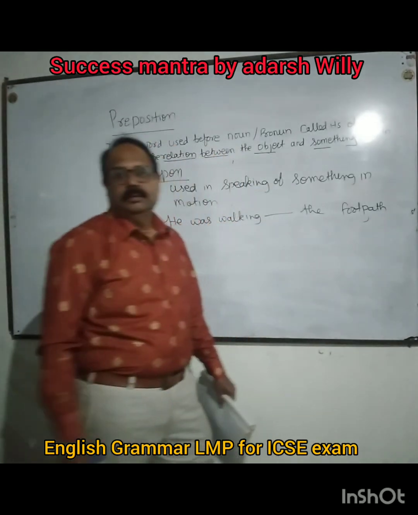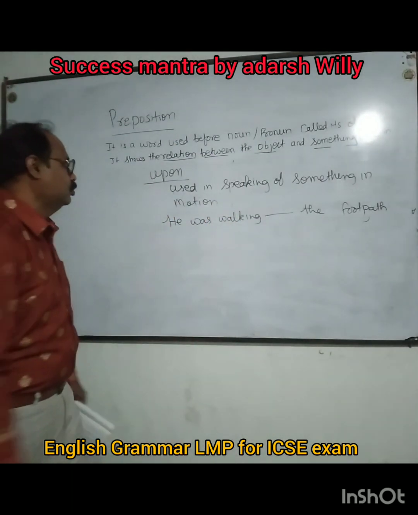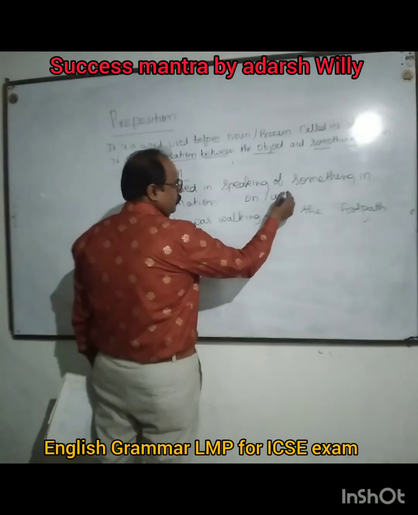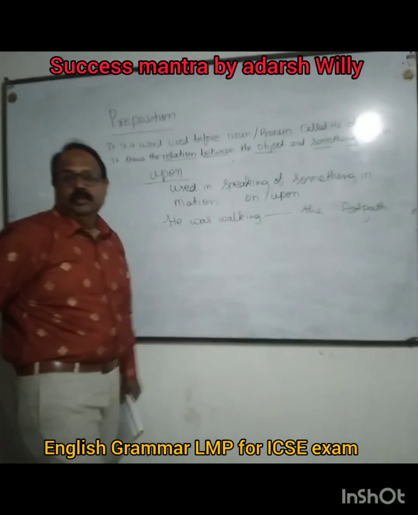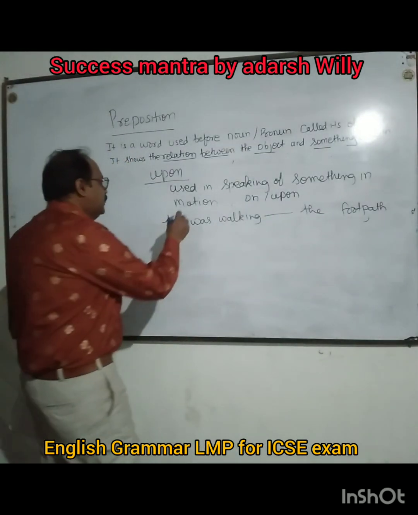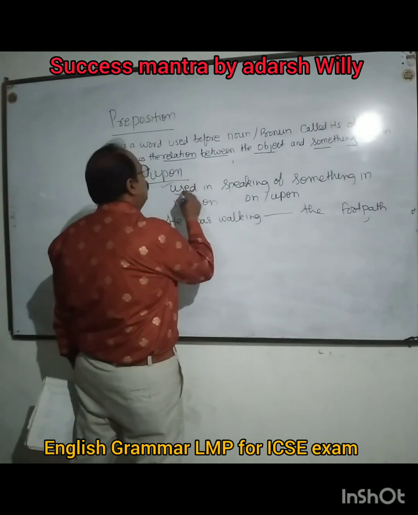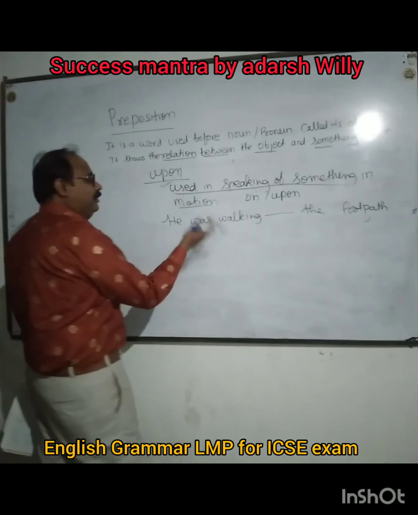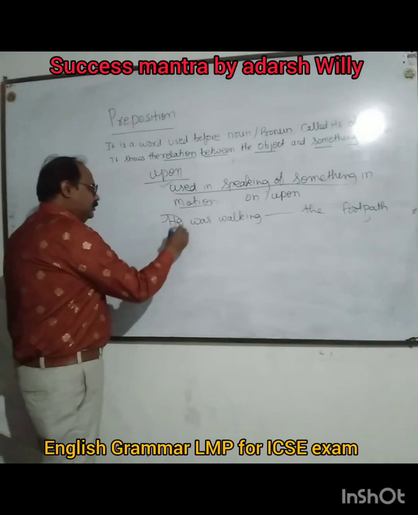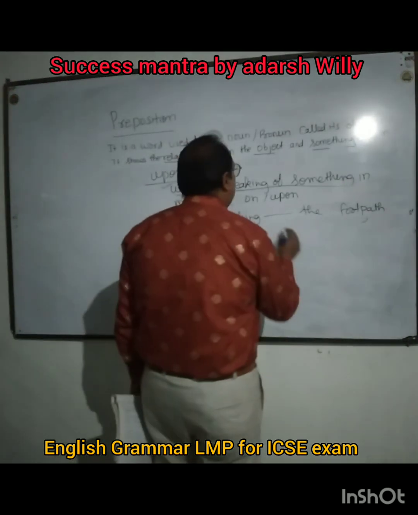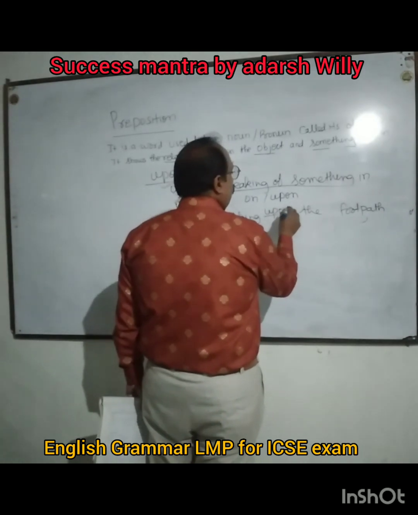That's the footpath. Something in motion. What will you use, on or upon? Sir, on. No sir, we'll use... I have just given you the definition. Upon is used for speaking of something that is in motion. So here we are talking about something that is in motion. Is walking upon the road, upon the footpath, not on the footpath.